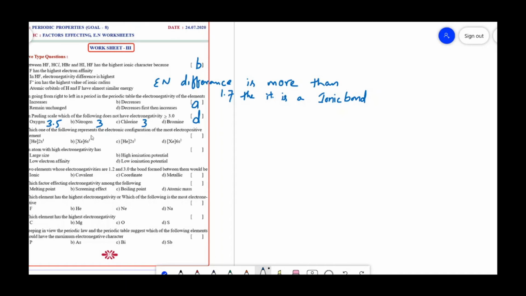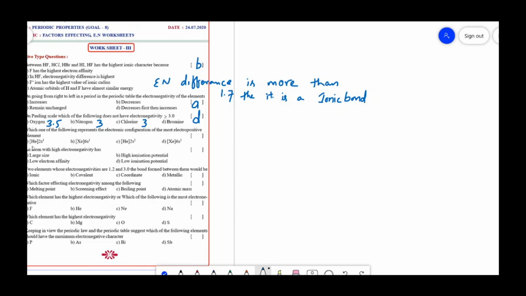Next, which of the following represents the electronic configuration of the most electropositive element? The most electropositive element is cesium. So in this, the cesium configuration is B. So this is cesium. So the answer is B.